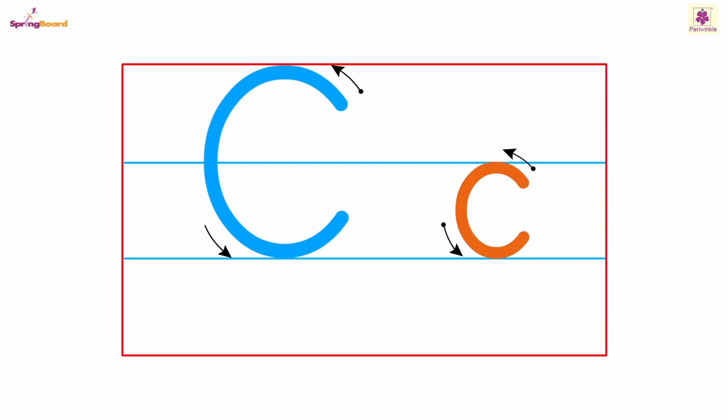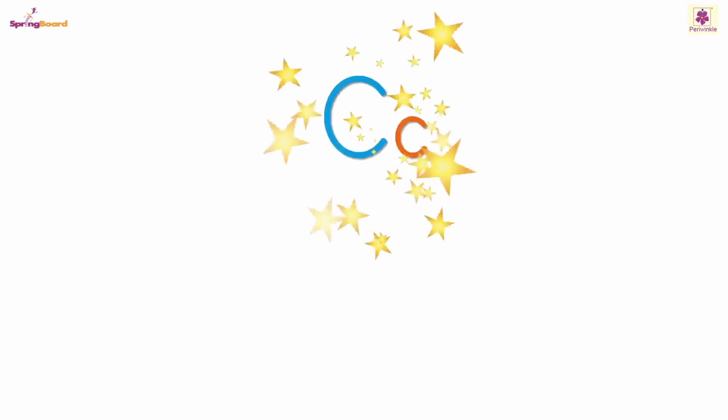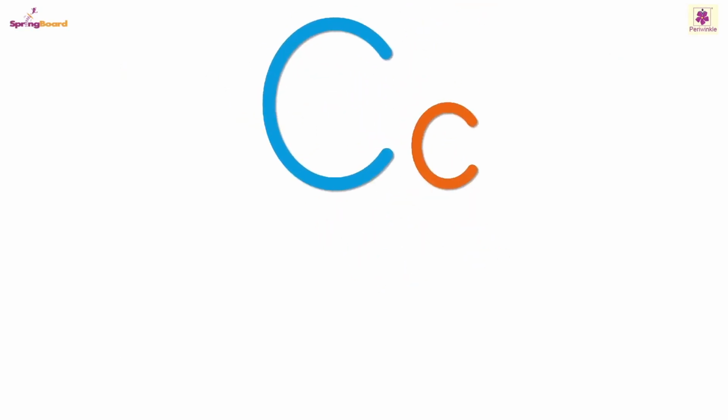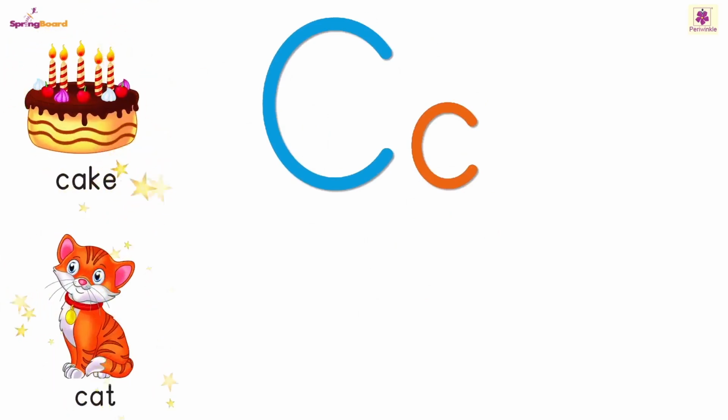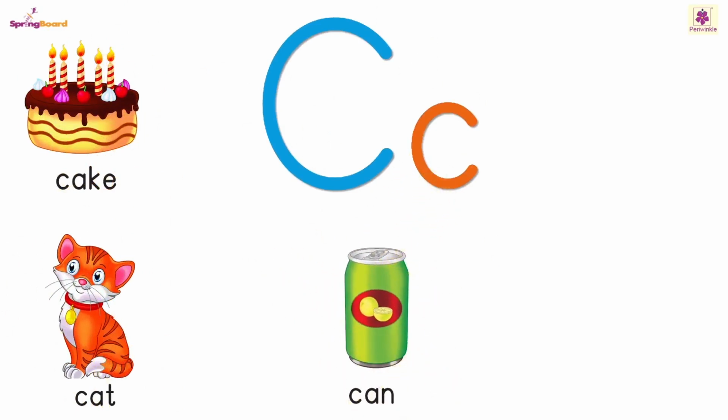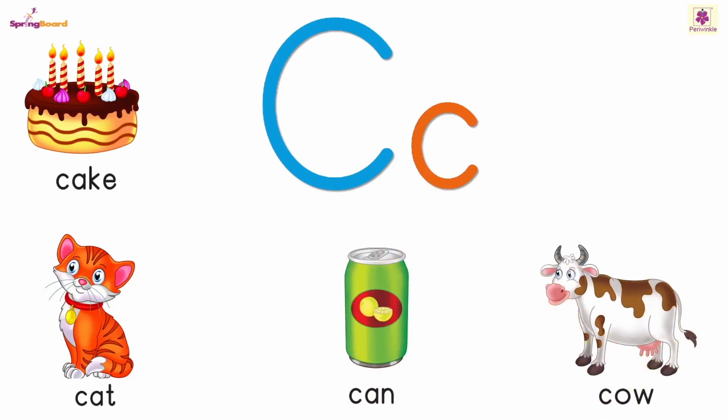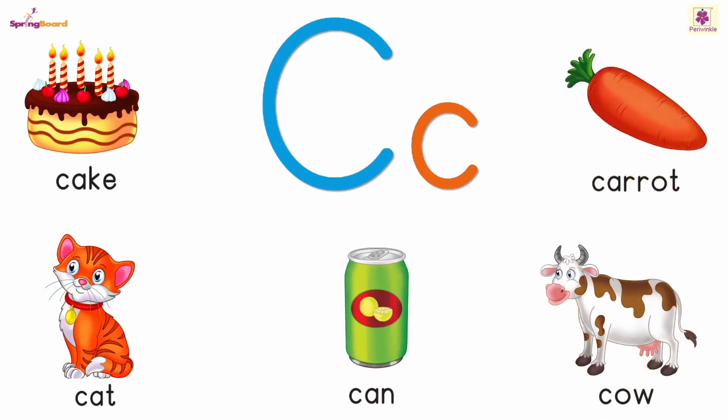This is letter C. The sound of letter C is K. Let us name a few things that begin with the sound of C. C, K. Cake, cat, can, cow, carrot.